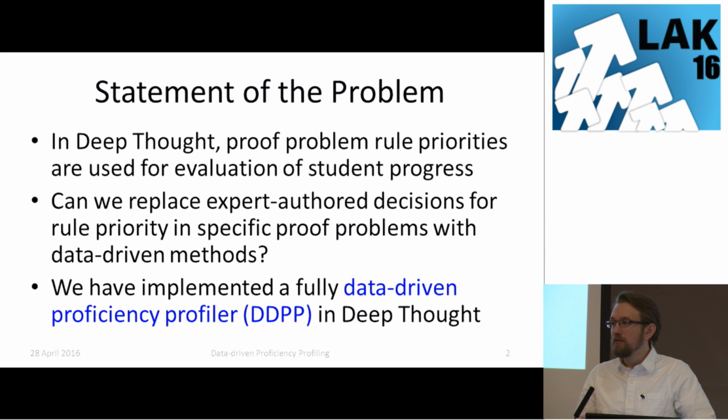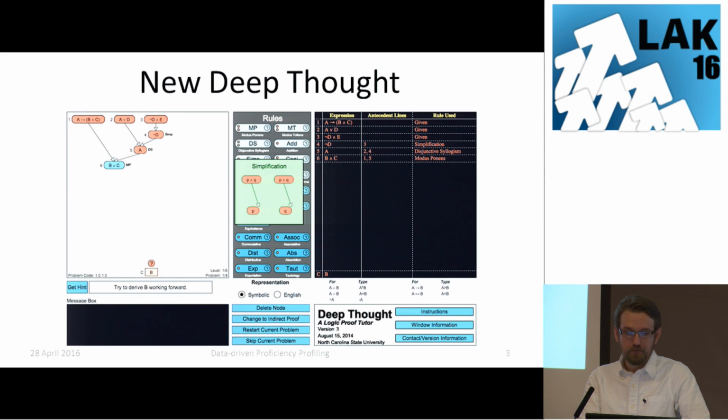And in the past, we've done a lot of work on this, and one of the things that we did was have some expert-authored decisions relating to how important certain rules were versus other rules. And so the goal here is can we take the expert out of that step so that experts don't need to rank the rules, and we can just use data to determine that.